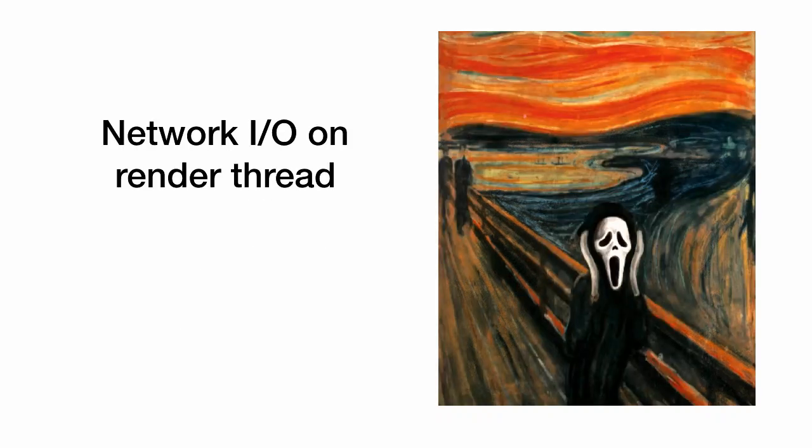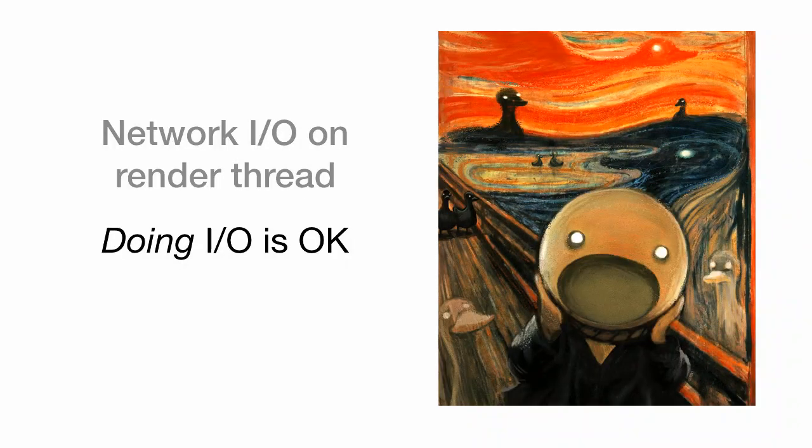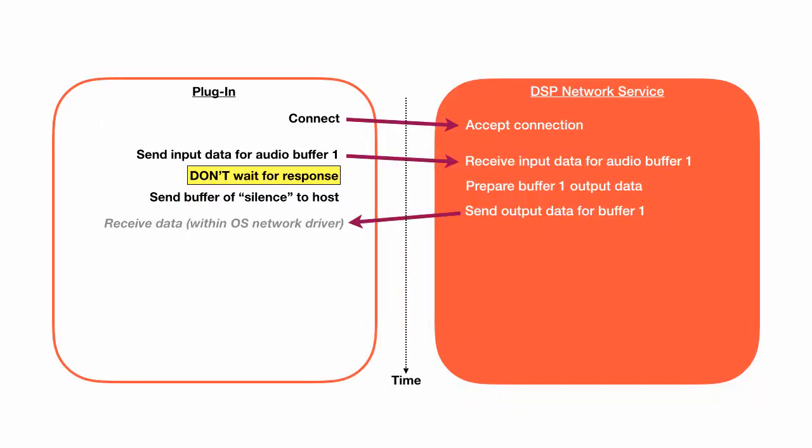Another issue is we've been told, no, don't do network I/O. Never do network I/O on a render thread. Well, relax. Doing the I/O is okay. The problem is waiting on it. So what do we do? Well, we architect our code so it never waits. And it's really a very simple trick.